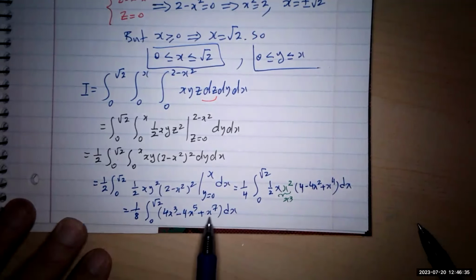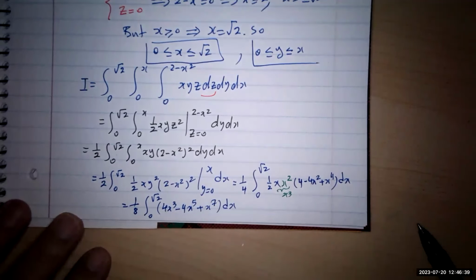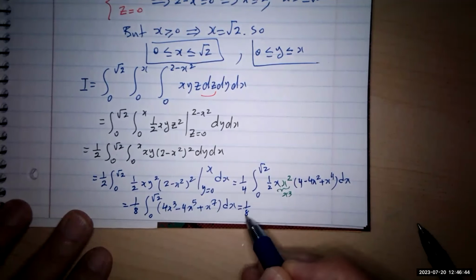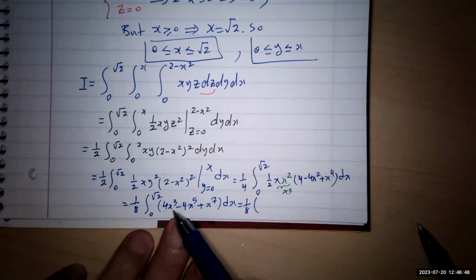Okay, all the powers are odd. When you integrate, they are going to be even, and then they will take care of the radical 2 for you right away. So nothing to worry about. So it's going to be 1/8 and integral. So that gives you 4x to the fourth over 4.